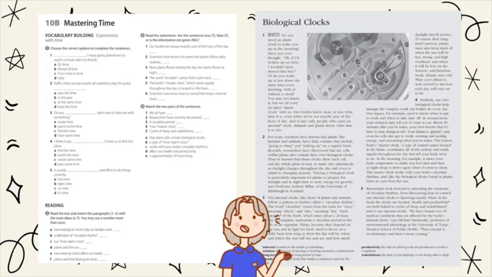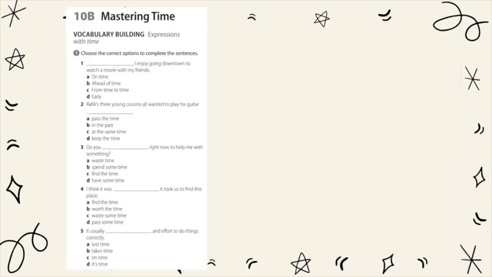So, open your workbook on pages 114 and 115. We're going to check the exercises you're going to do. Let's go to the first exercise. Number 1. Choose the correct option to complete the sentences. In each one of them, they give you 4 options to choose from, and you're going to underline the one that is the correct one for each one of them.